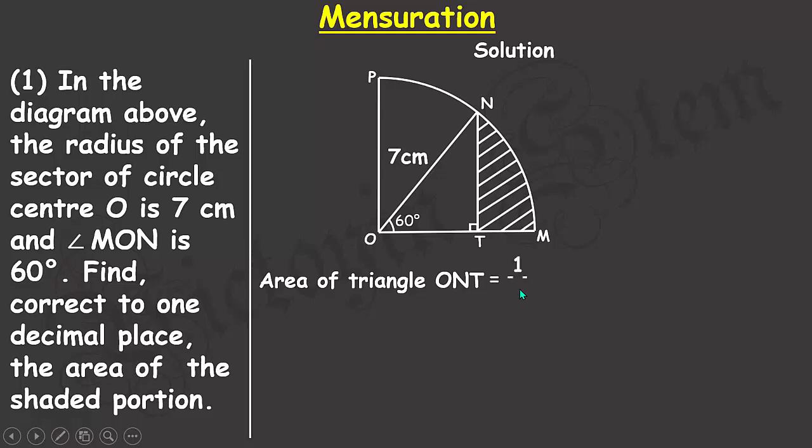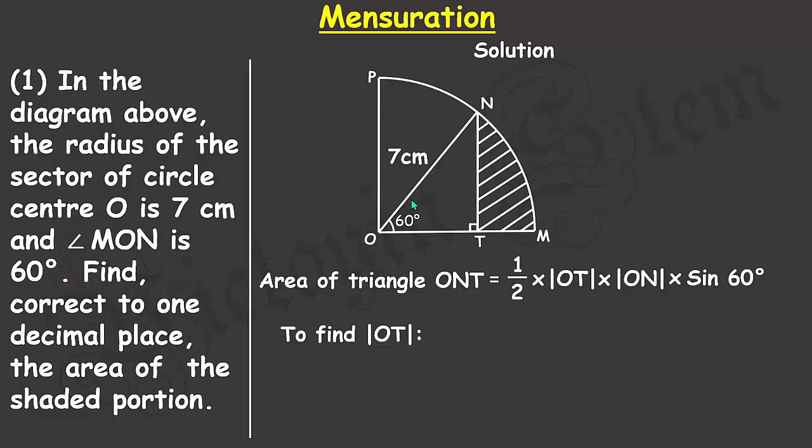Next, I need to find the area of triangle ONT, okay? And the area of triangle ONT will be 1 divided by 2 multiplied by OT multiplied by ON times the angle subtended by OT and ON, which is sine 60 degrees. But I don't have OT, so I need to find OT. To find OT, I'm at liberty to use any one of the 3 trigonometrical ratios, that is either sine, cosine, or tangent. But the most appropriate here is cosine, because I'm looking for the adjacent side and I have the hypotenuse and one of the angles of the triangle is given.